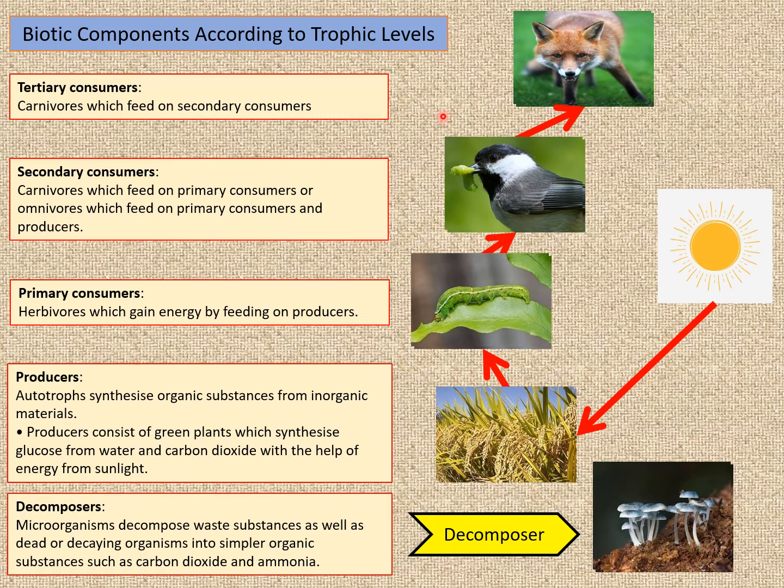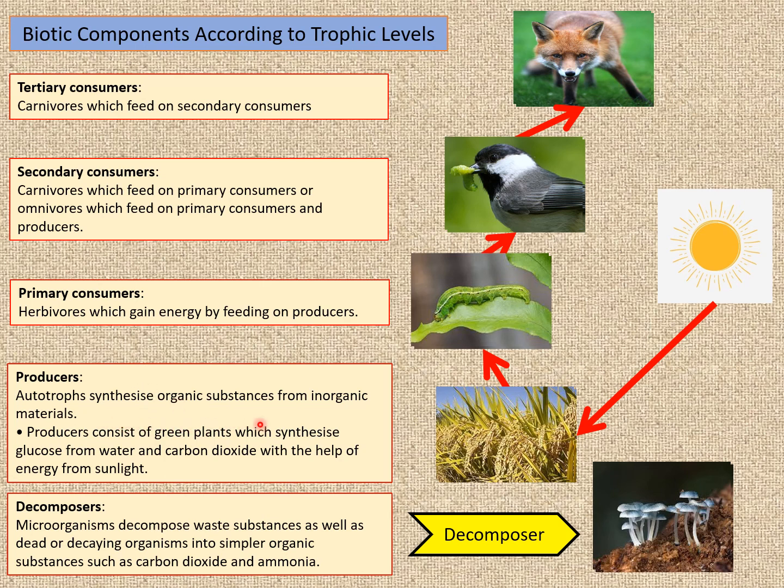Biotic components according to trophic levels. Biotic component consists of producer, decomposer, and consumer. Consumer can be divided into three: primary consumer, secondary consumer, and tertiary consumer. Okay, we look at producer first.